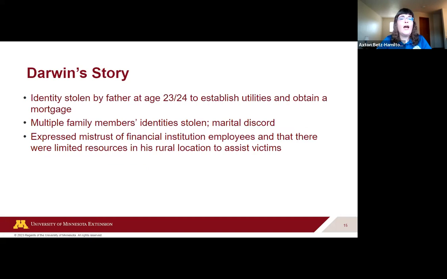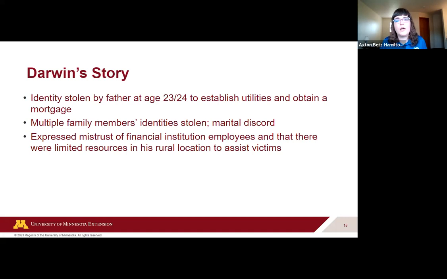Moving on to Darwin's story, his identity was stolen at either age 23 or 24 by his father to establish utilities and obtain a mortgage. In his family, multiple family members' identities were stolen, his brother and his mother in addition to him, and there was a lot of marital discord. In fact, his father stayed married to his mother but went off and had a second family. This was known, and the mom, for whatever reason, chose to accept it and not address it. That caused a lot of emotional issues for Darwin and his siblings, in addition to the emotional consequences from the identity theft.